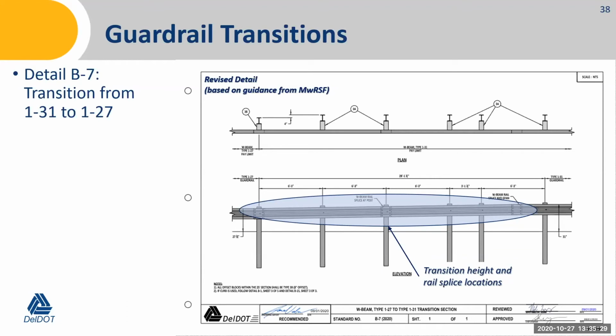I've seen a lot of situations where we've just taken the guardrail and just angled it, just to get that height transition. But you also need to make sure that we're transitioning the splice properly. So this detail has to be used and should be called out on your plans when it's applicable.